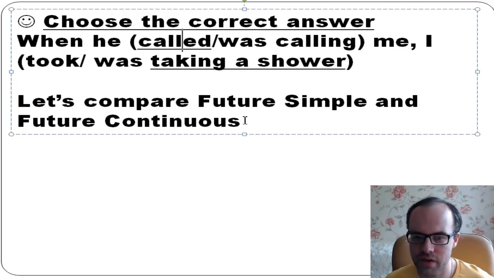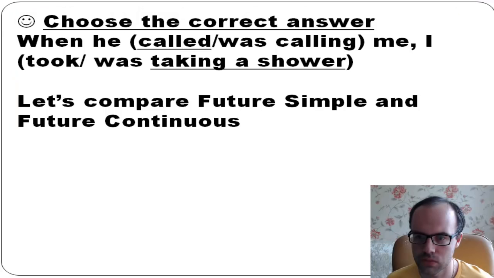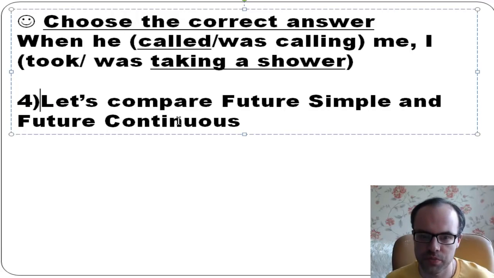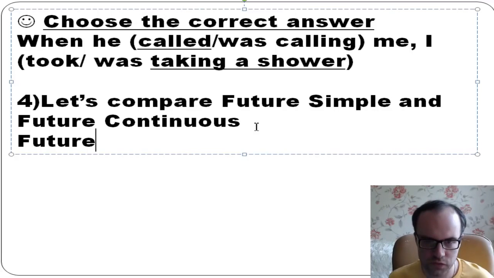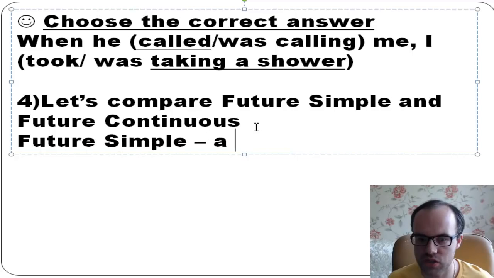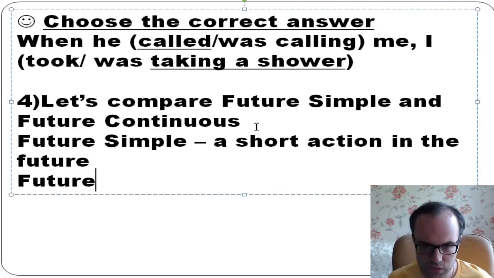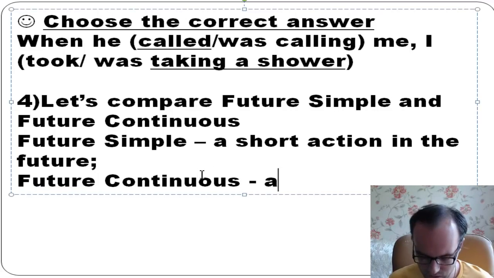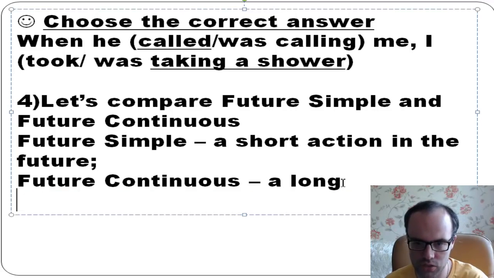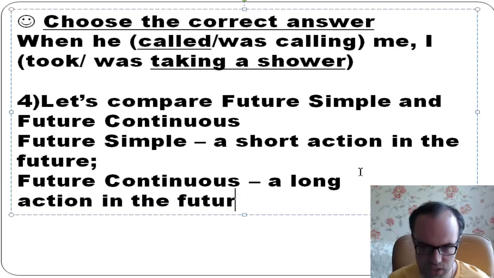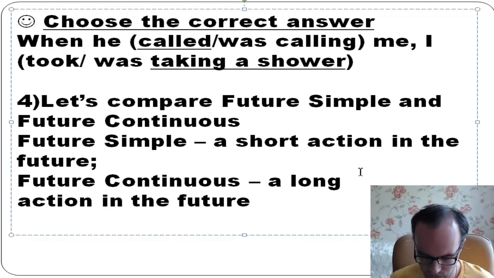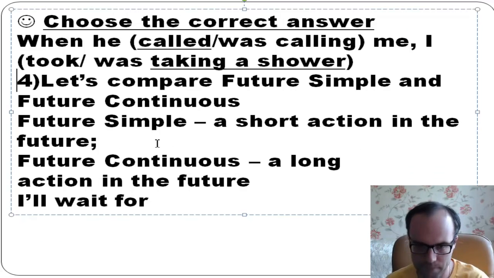Okay, really, let's compare future simple and future continuous. So what is future simple? It's a short action in the future. You see. And what is future continuous? It's a long action in the future. Look. I'll wait for you. Compare.